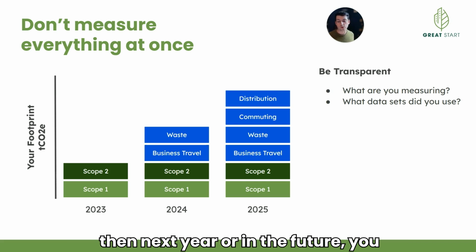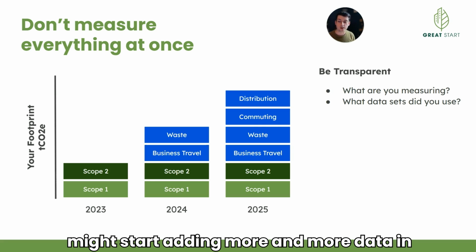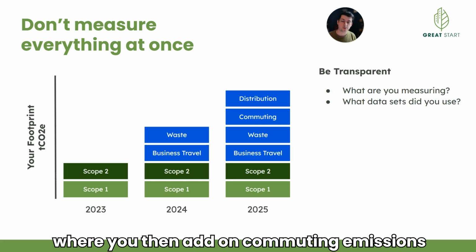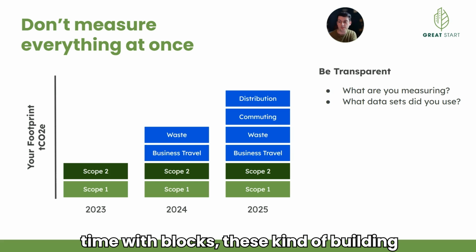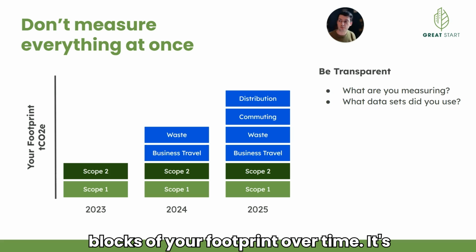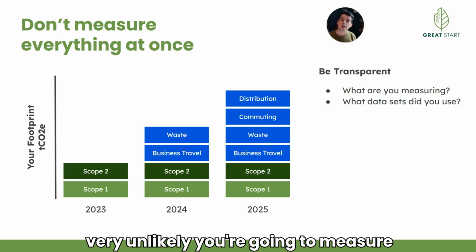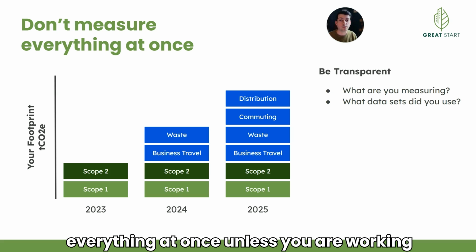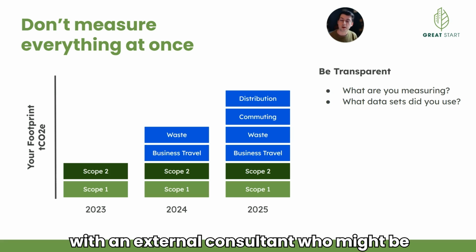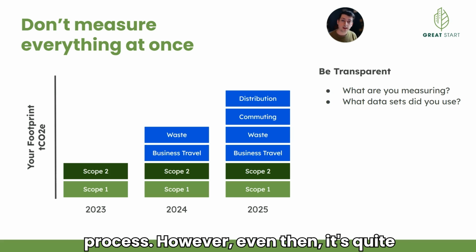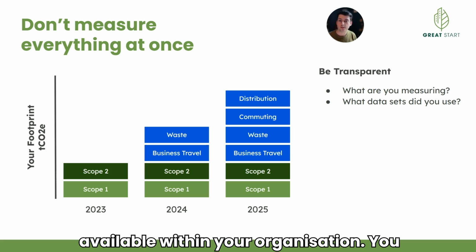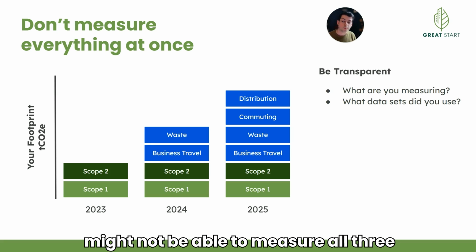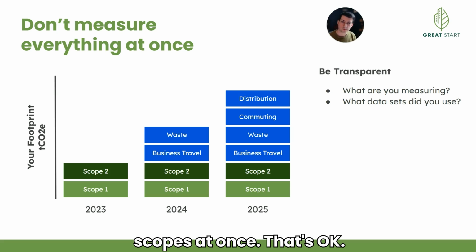And then next year, or in the future, you might start adding more and more data in, where you then add on commuting emissions or things like distribution as well. And you start to build this picture up over time with these building blocks of your footprint. It's very unlikely you're going to measure everything at once, unless you are working with an external consultant who might be coming in and helping you on this process. However, even then, it's quite likely that you're going to have limitations in what data you have available within your organisation, as you might not be able to measure all three scopes at once.